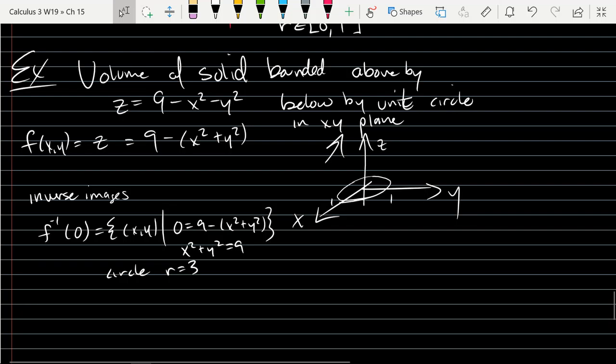So last class, we spent time worrying about something that didn't matter, which is what the graph of this function f looks like. Doesn't actually matter. We're bounded above by this function. It doesn't matter what the actual shape is. What we have to do is write down the region and know about our region, which we've already done.